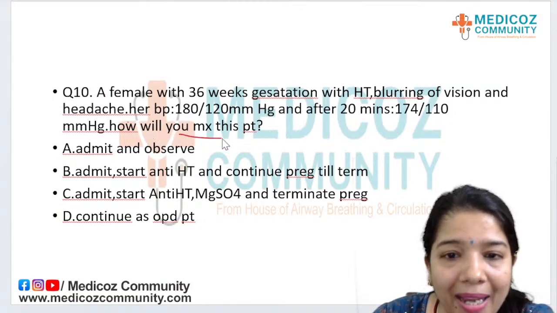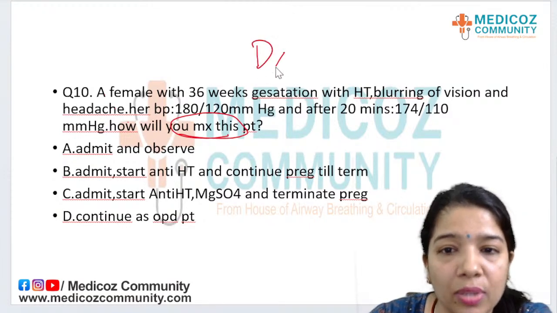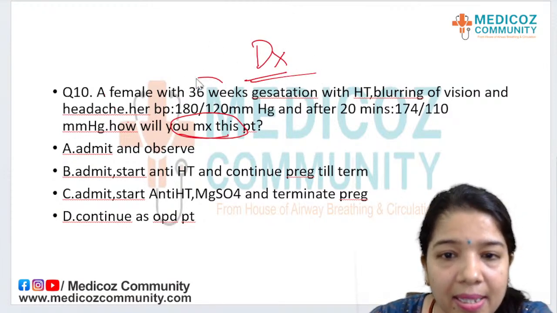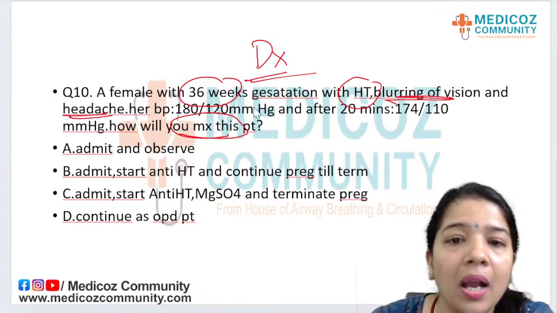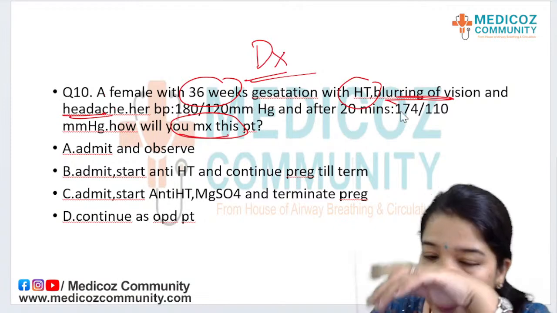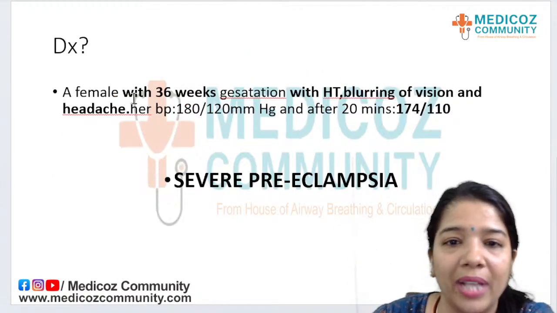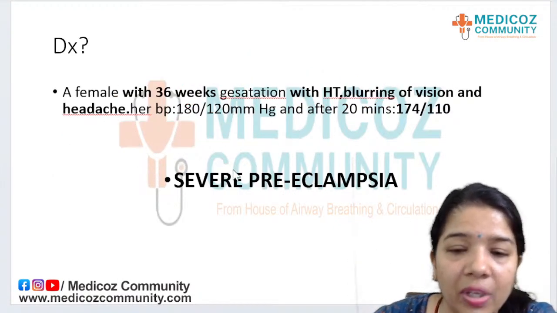So again, if we have to manage, first we need to diagnose the patient. What is the diagnosis? 36 weeks, hypertension, blurring of vision, headache, okay, BP is this much and 20 minutes later it is this much. So what is the main diagnosis? First you have to tell me, okay. So the diagnosis is severe preeclampsia.